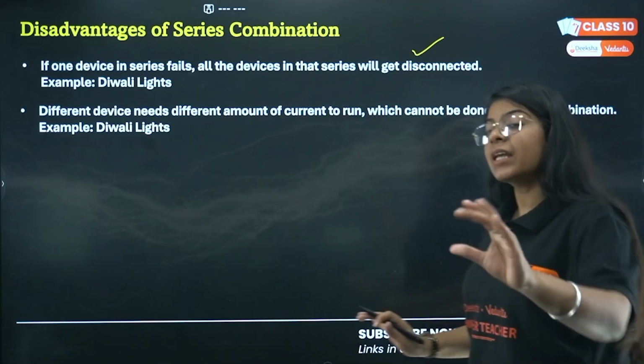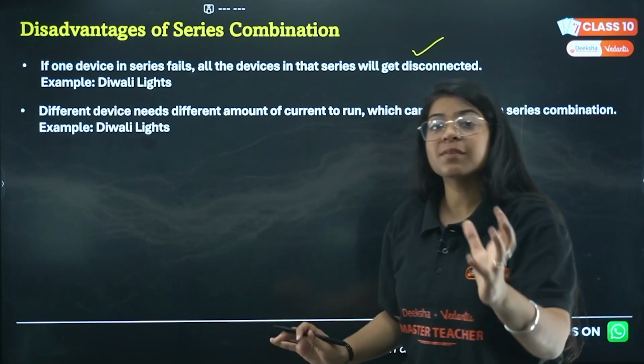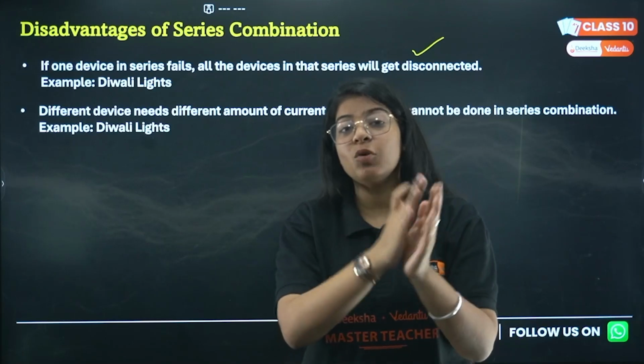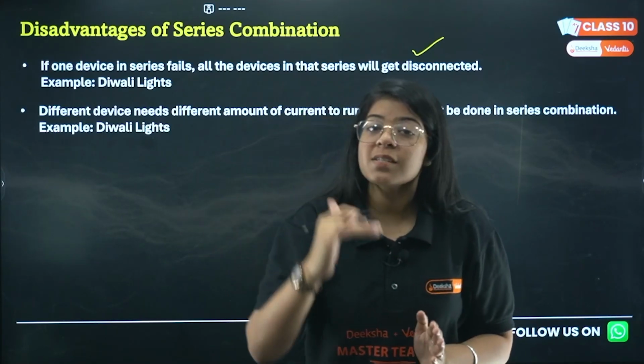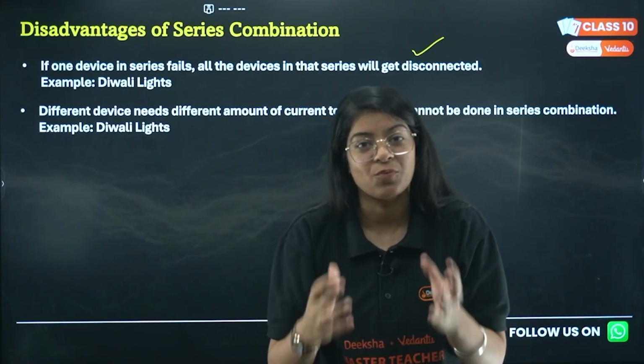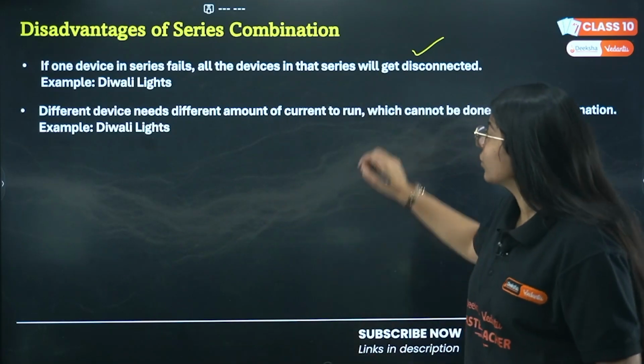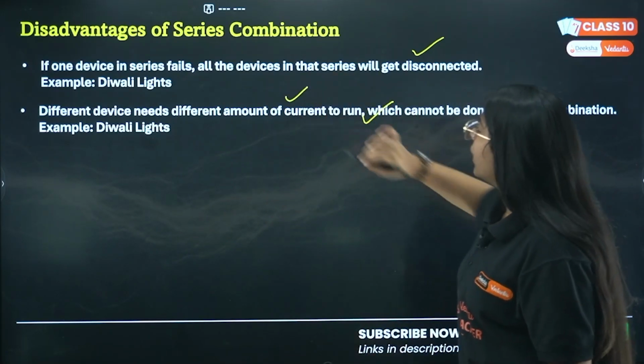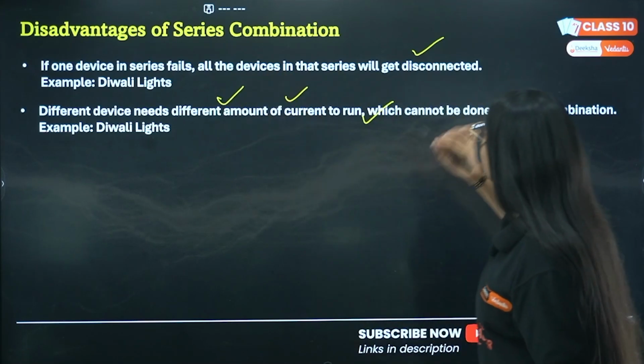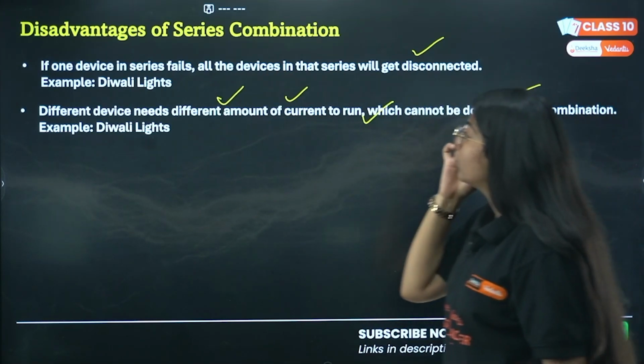Now, if one device in series fails, all the devices in the series will get disconnected. The second point is about voltage. Since the devices are in parallel, the voltage is not dividing, so each resistance is getting the same voltage, so that they can work independently. They get a different amount of current to run, but the same amount of voltage.